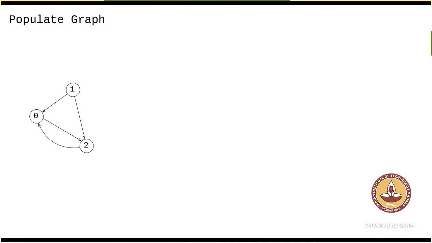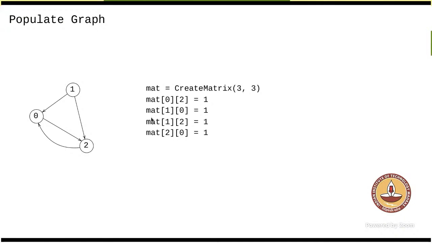Right. What will be the total number of updates you'll do on the matrix? 4. Right. So you first create matrix of 3 comma 3, and then you do 4 updates. If you proceed systematically, start with 0. 0 is connected only to 2, I mean the outward edges from 0 are only 1. So mat of 0, 2 is 1, and then the outward edges are 1 to 0, 1 to 2 for 1, and then for 2 it is just 2 to 0.